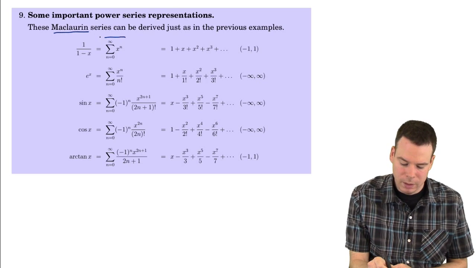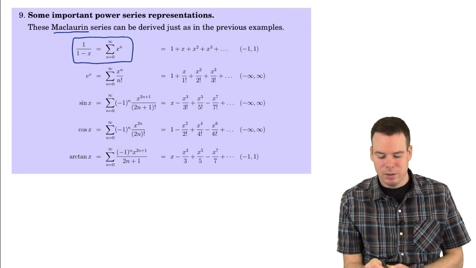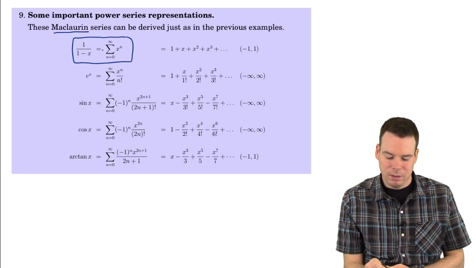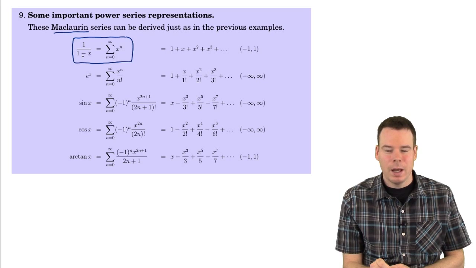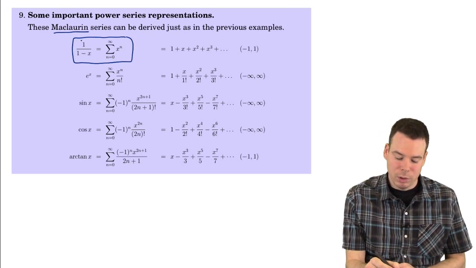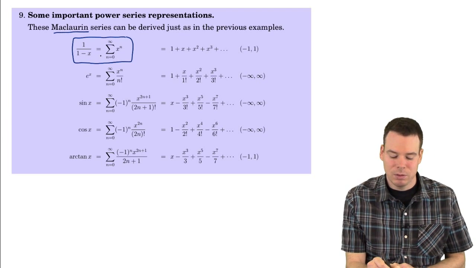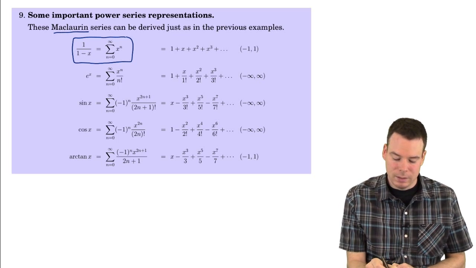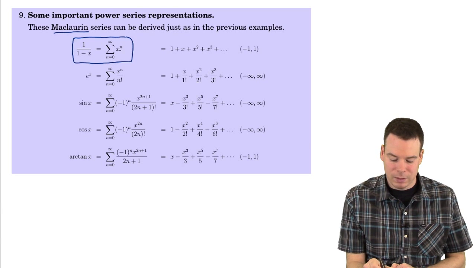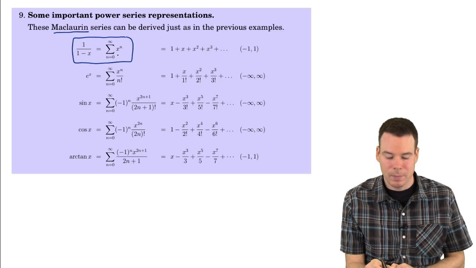Now the first one, this one we've known for quite a while. This is really just the geometric series on the right and its closed form expression for the sum on the left. However, in this context, we're looking at it slightly differently. We're saying, suppose I have this function 1 over 1 minus x. Do I have a series representation for it? Yes, it's the sum of x to the n where n goes from 0 to infinity. So that's its power series representation.